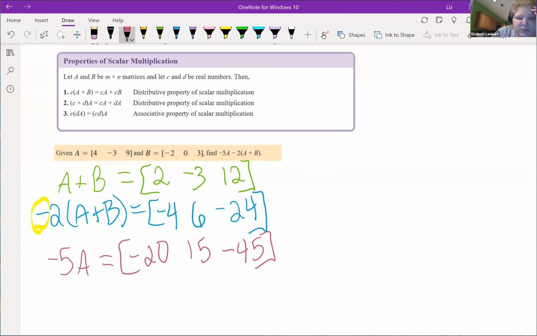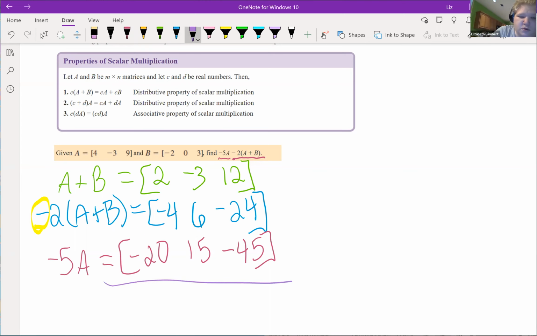-2 times A plus B is this crazy mess in blue. In order to calculate, I have -5A and -2 times that. Since I put the minus in here, I'm just going to add them. That would be equivalent. Alternatively, I could multiply by positive 2, and then subtract the matrices. Either way works, multiple ways to get to the answer. We could have even distributed the -2 and combined -5A and -2A to get -7A. Just yay, lots of stuff.